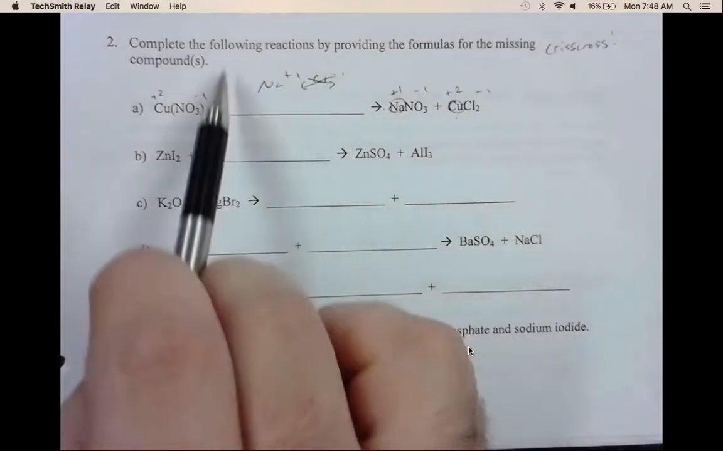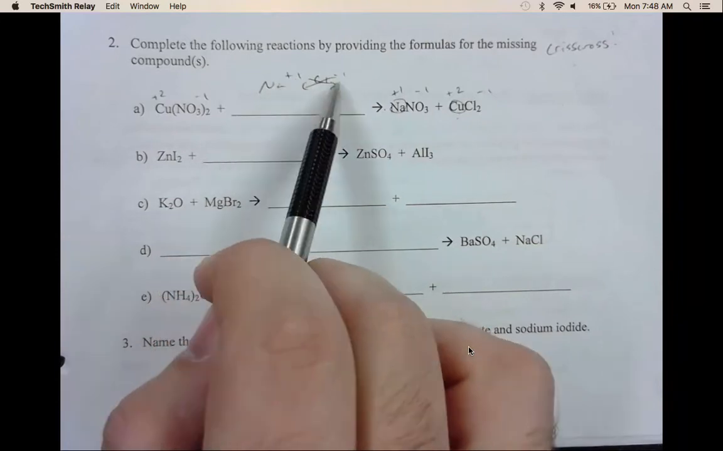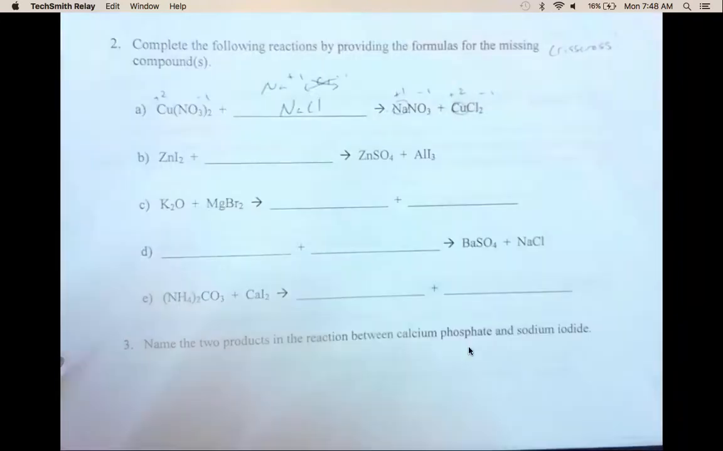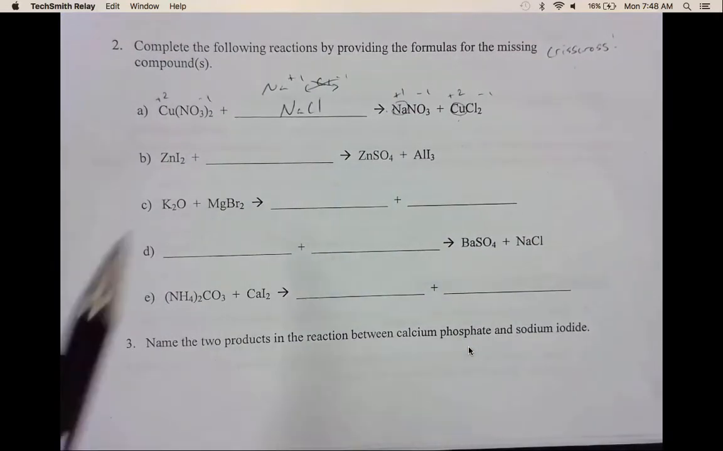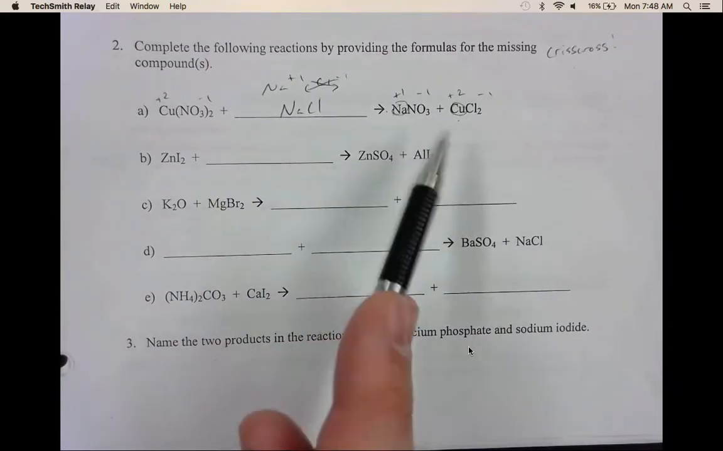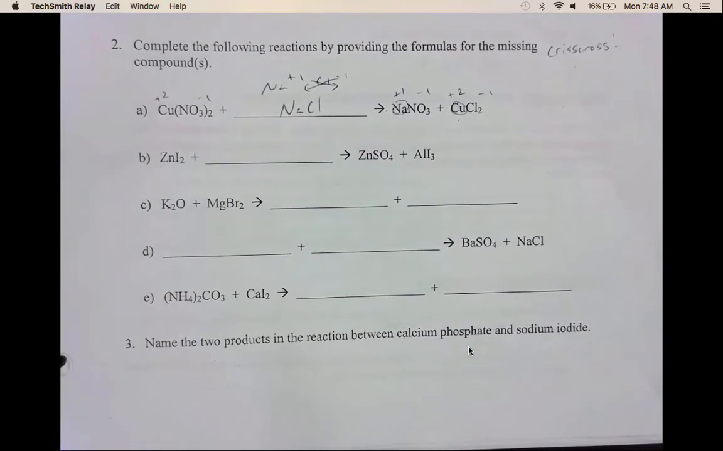Remember, I did all the work already. Remember, you do have to crisscross. Sodium has a positive one charge, chlorine has a negative one charge, and then we crisscross. Forms sodium chloride. So when you are solving these, remember, figure out the charges of the ions, then figure out which ones are positive. Those ones will be the ones that switch. Then make sure to crisscross when you combine your new ions.